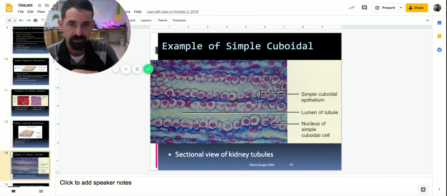Here you can see the loop of Henle, which is the loop, and you can see these cells which are roughly cuboid. They're not perfect cubes, they're just roughly equidistant. You can see the nuclei stained red, and then this is the lumen, the open area. So this side would be the apical or free surface, because this is open. And then your basement membrane would be that dark stained connective tissue underneath that.